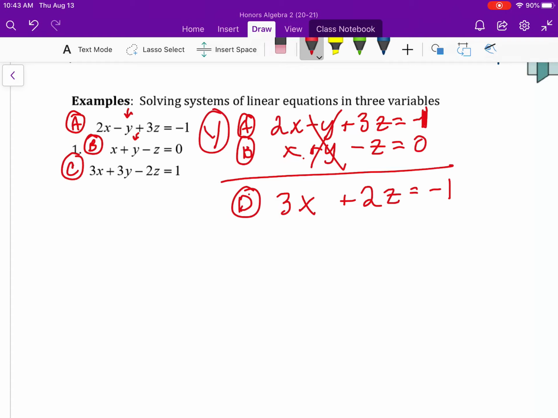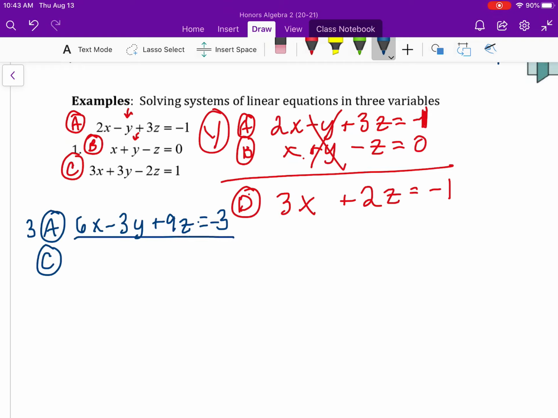Now, I eliminated y. I need to eliminate y one more time in order to have another equation of just x and z. So let's eliminate y again. I'm going to take 3 times my equation A, because then I'll have a -3y in there, and that will eliminate with a positive 3y in C. So I'm going to triple every single thing in my first equation, and I'm going to leave this C equation the same.